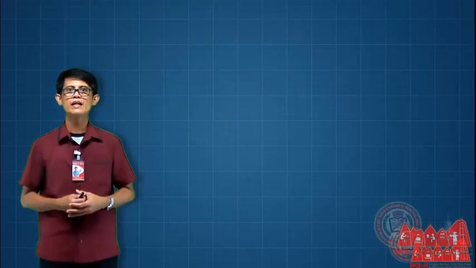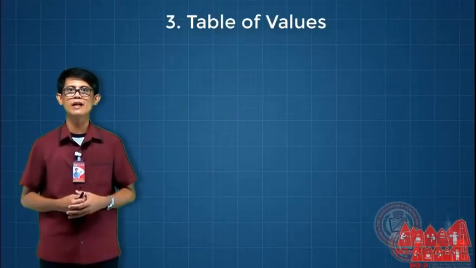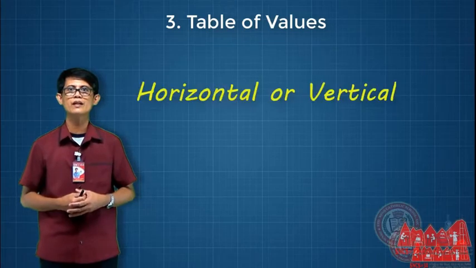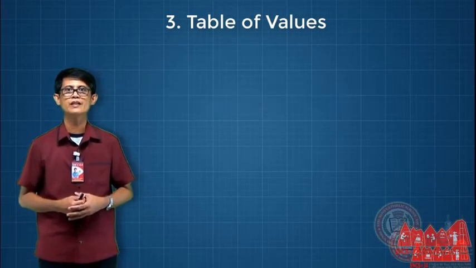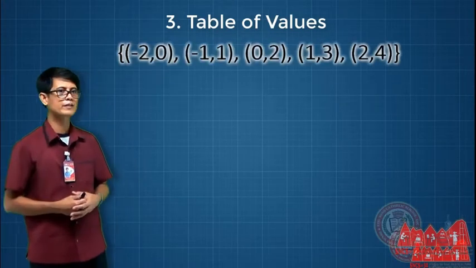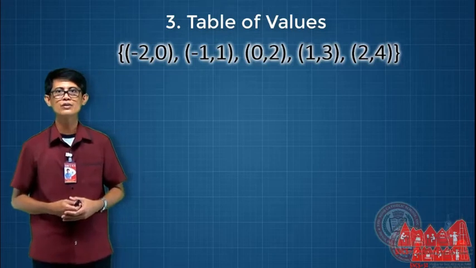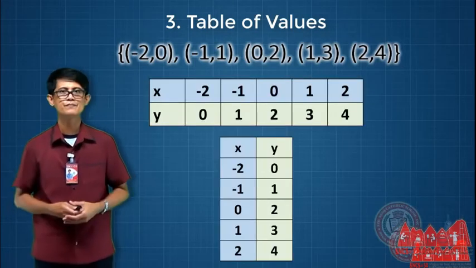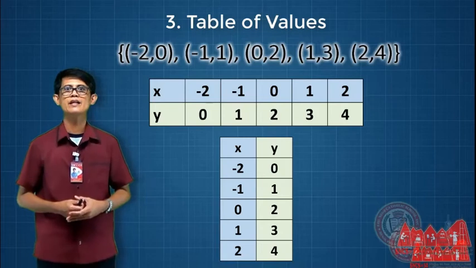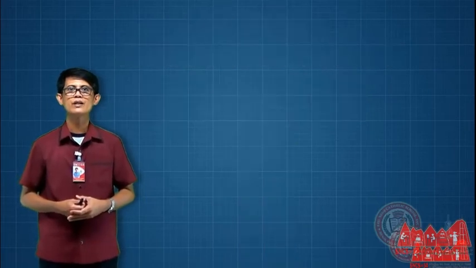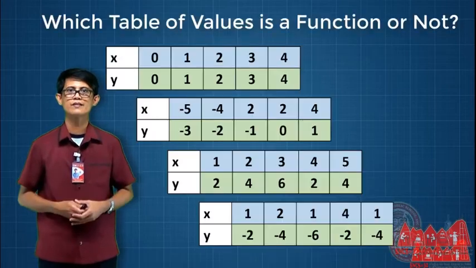Number 3, relations can be represented by using a table of values. It could be in a horizontal or vertical format. Using the same example, how can we represent them using a table? Again, we group all the domain and range and present them like this, by rows or by columns. By just looking at the table of values, how will you know that a given table is a function or just a relation? Let's try this.